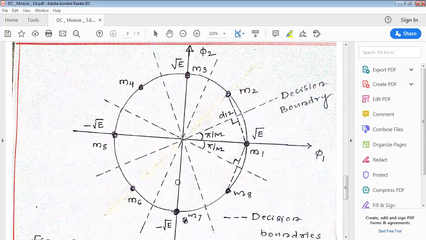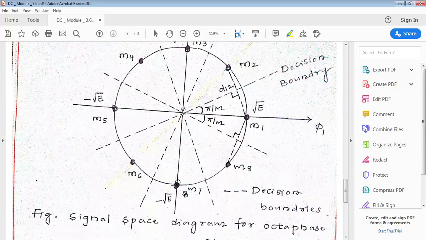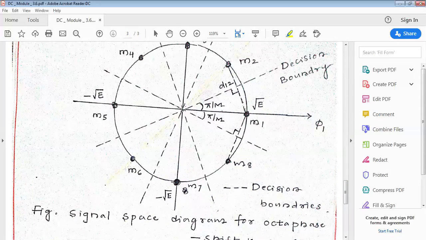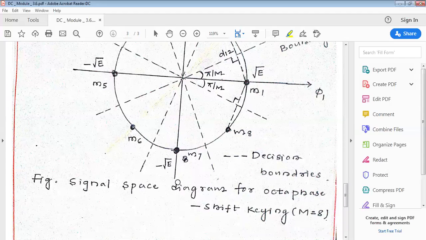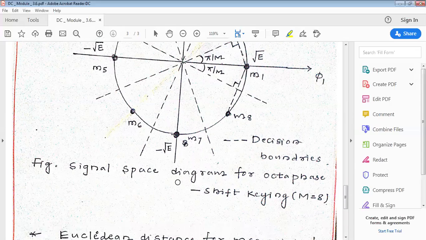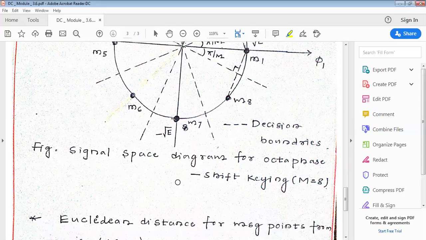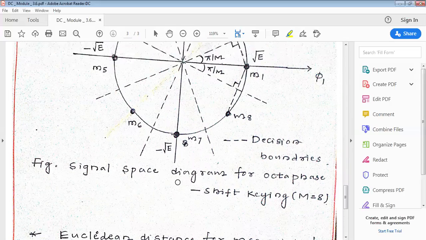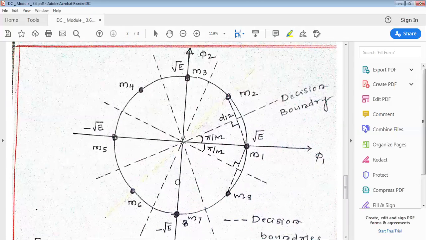So I have taken M equal to 8. M equal to 8 means it is octal phase shift keying, right? If I consider M equal to 2, it is binary phase shift keying. If I take M equal to 4, it is 4-ary, a quadrature phase shift keying. Similarly, M equal to 8 is octal phase shift keying, and its signal space diagram is given with the help of a circle having radius square root of E.